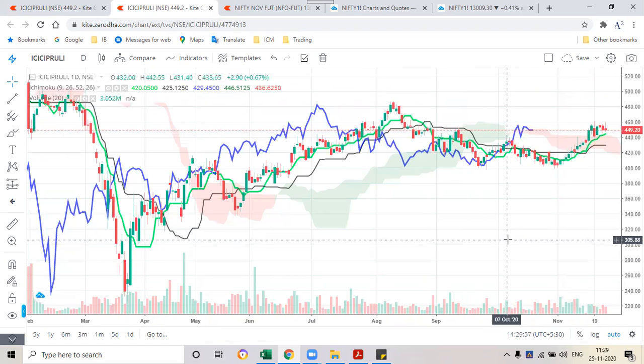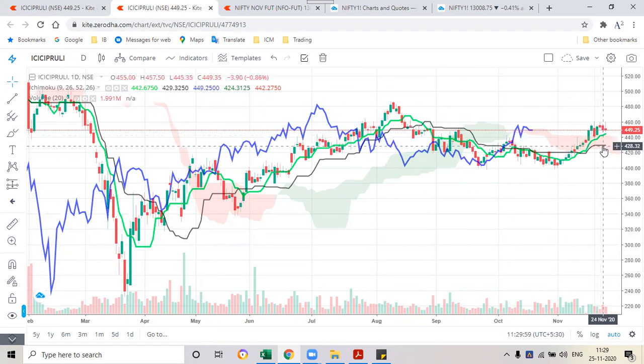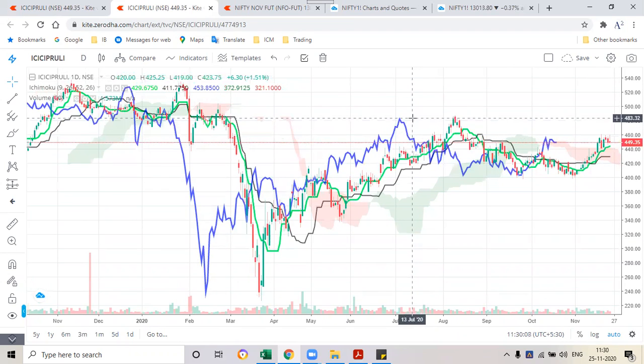See here, wait for Kijun also to go above the line, and if the price moves up, it can go up to 500. It can go up to the previous cloud area. The previous cloud area is around 486.